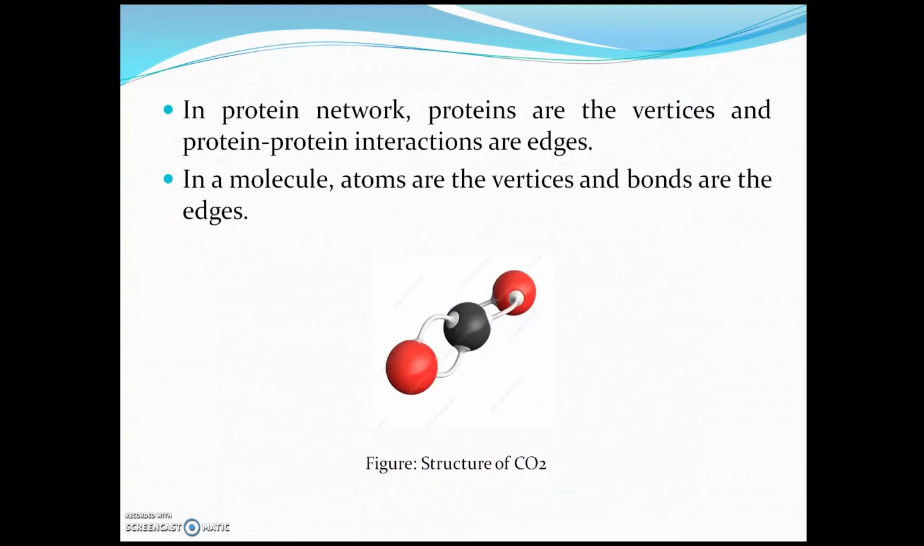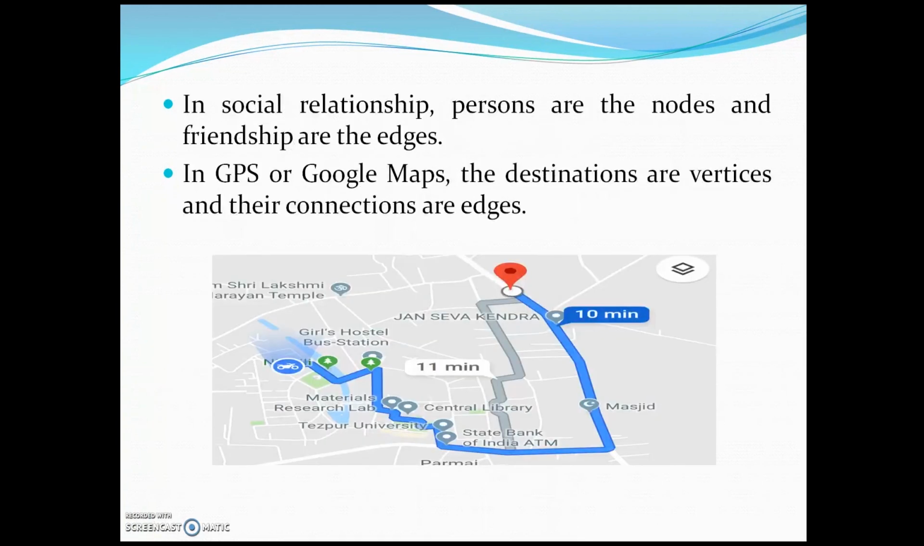Similarly, in a protein network, proteins are the vertices and protein-protein interactions are edges. In a molecule, atoms are the vertices and bonds are the edges. For example, this is a graph of carbon dioxide. Here, oxygen, carbon and oxygen are the vertices and these chemical bonds are the edges of the graph. This is the structure of carbon dioxide. In social relationships, persons are the nodes and friendships are the edges. In GPS or Google Maps, the destinations are the vertices and their connections are the edges.